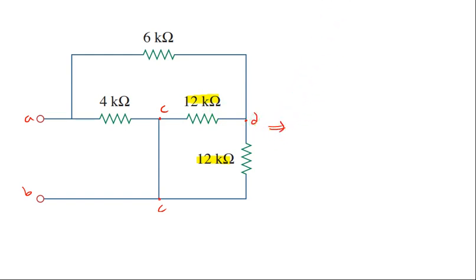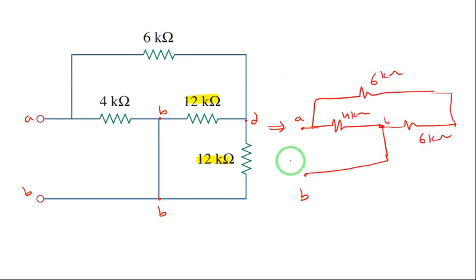Here you see, whatever potential appears here, the same potential will appear here. So this is not C, this is B only. Between these two terminals A and B, if we calculate the equivalent resistance, that is enough. So it will appear like this. From this figure, this is 6 kilo ohm, and this 6 kilo ohm and 6 kilo ohm are in series only.